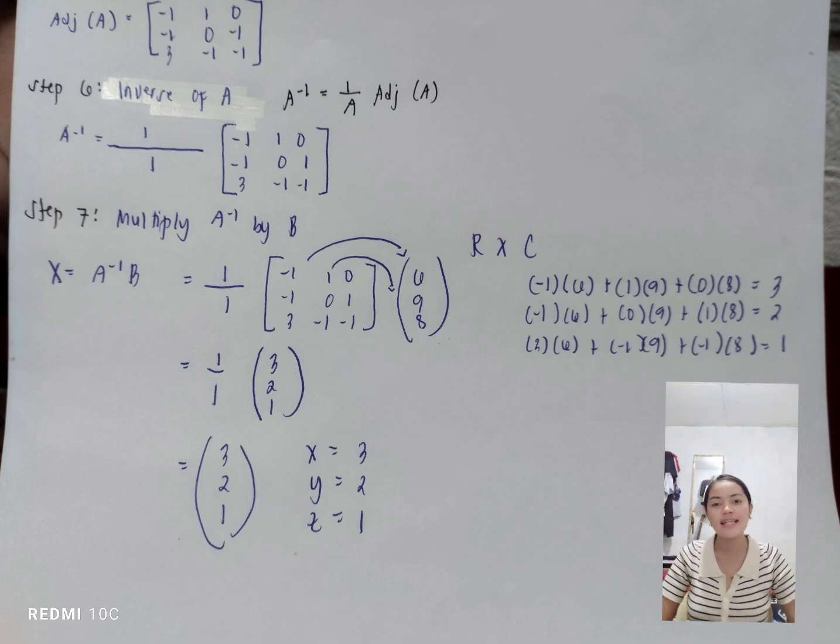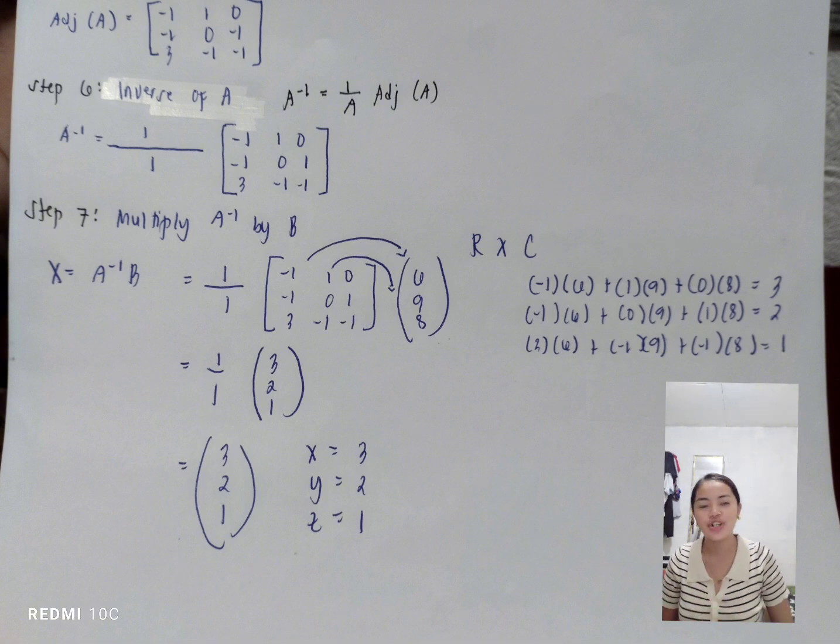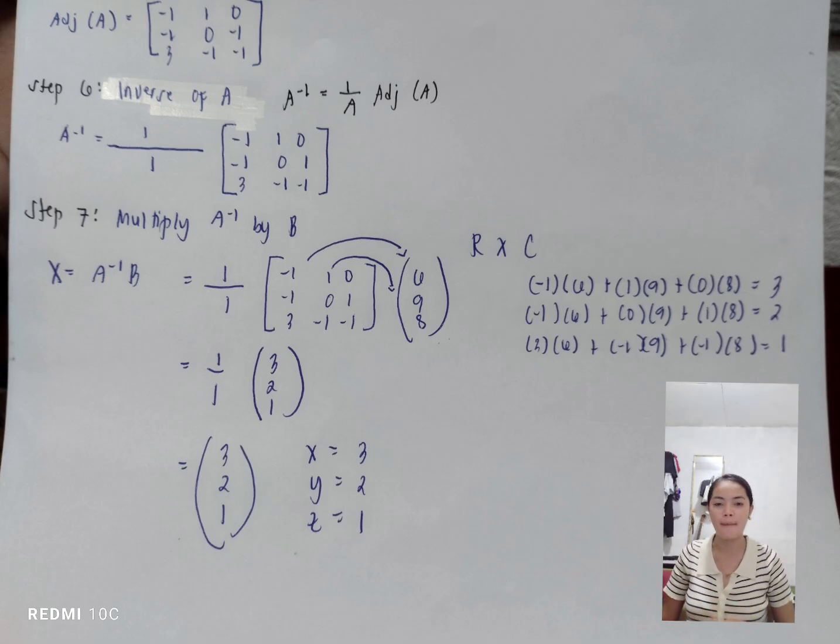So that is the process on how to solve systems of linear equations using the Gauss-Jordan method, Cramer's rule, and of course the inverse method. I hope that you learned something, because I myself really learned a lot from this.